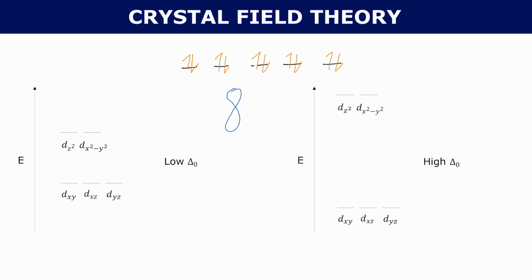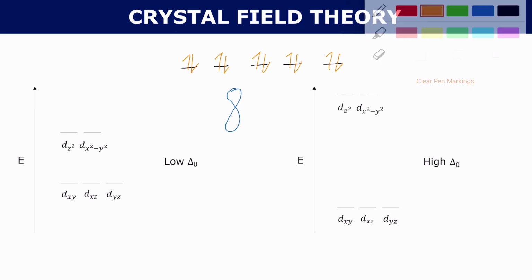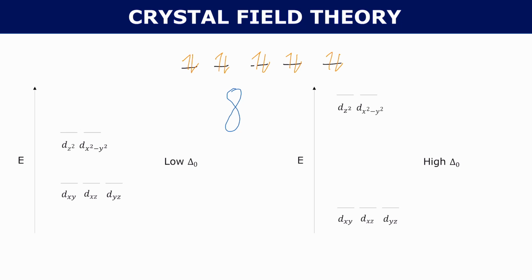We have 3 that are degenerate, and then 2 more that are separately degenerate. And it's going to be different based on if you're dealing with a low delta naught or a high delta naught. So let's look at low delta naughts first. For low delta naughts, you're going to fill up the bottom 3 first. So you're going to have 1, 2, 3.